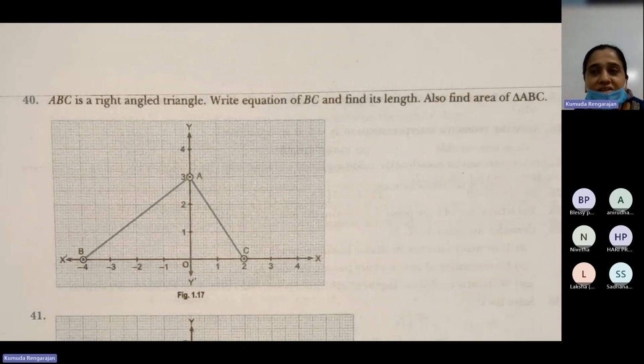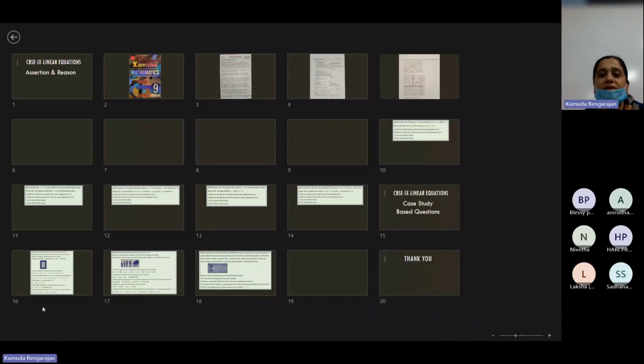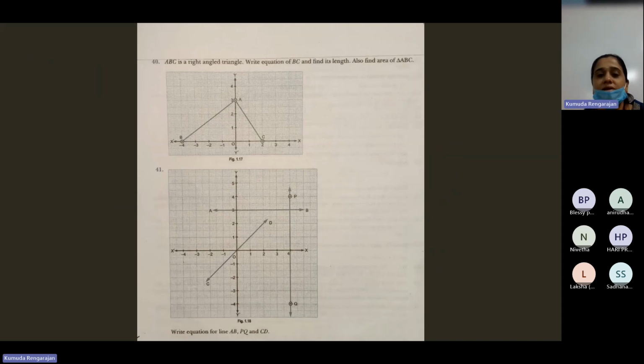And length BC is equal to 6 units. Now supposing I mark the points like this. Okay, let's answer these questions and then find the area of the triangle. Area of the triangle is half base into height, half into base 6 into height 3. So 9 square units. All of you got that?